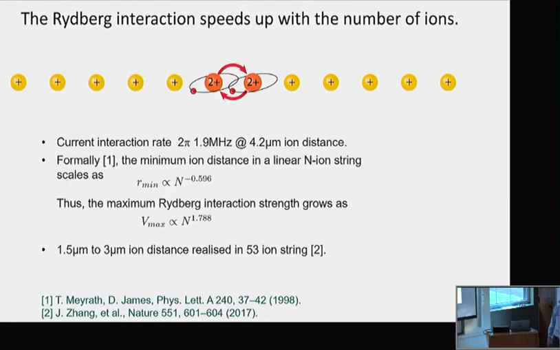Okay, the interaction. If you look at how it scales, it scales with distance to the power of minus 3. Which means that if you push the ions closer together, everything speeds up. If you go to more and more ions, in principle, the outermost ions push the ions closer together, and due to that, the interaction goes up. So if you go to a longer ion string, the interaction should be faster.